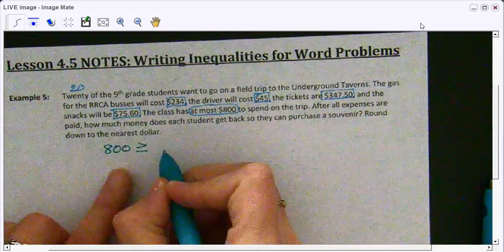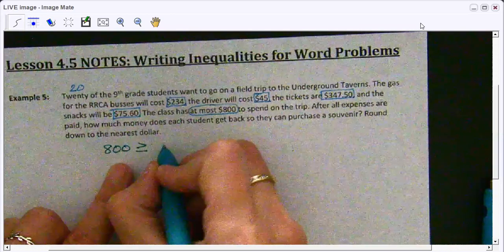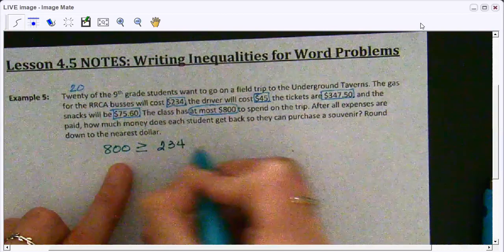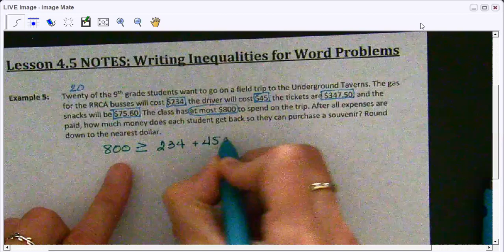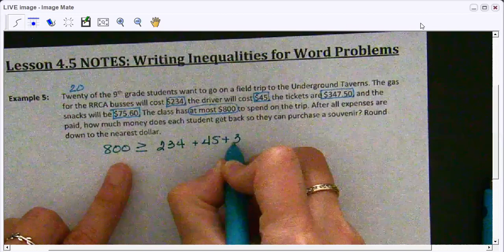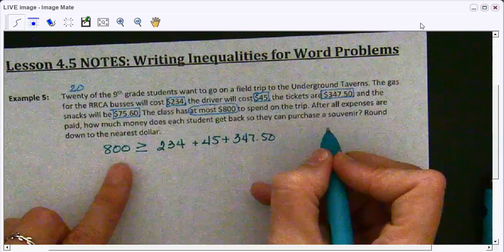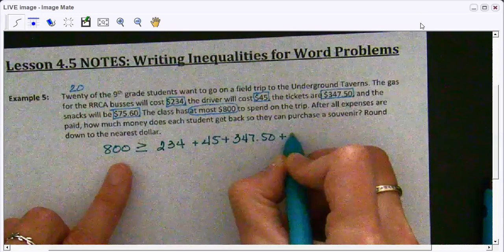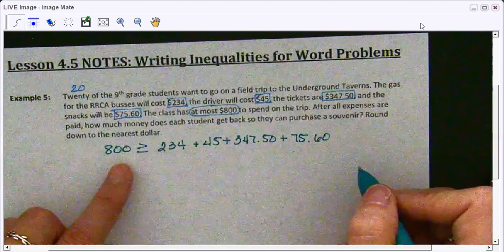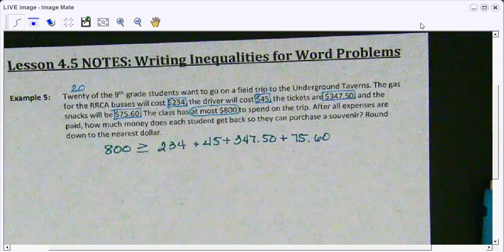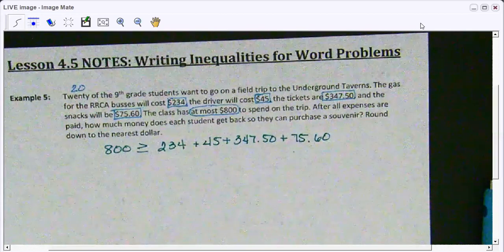So we have $234 for the gas. We have $45 for the driver. We have $347.50 for the tickets. And we have $75.60 for the snacks. But what about the 20 students and their souvenirs? How would we put that into the inequality?